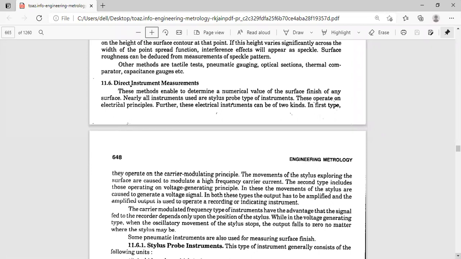In this type we have the Tomlinson surface meter and the Taylor Hobson Talysurf. Both are important. The second type operates on the voltage generating principle. You can give a classic example of a profilometer also. The profilometer is an indicating and recording instrument used to measure roughness in microns. So you should note that too.